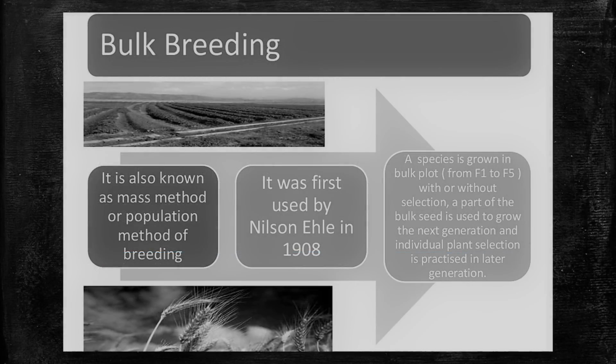So bulk breeding, as the name itself suggests, is breeding that is going to be done on a very huge scale or a mass scale. Hence it is also referred to as the mass method or population method of plant breeding. This was first used by a scientist called Nelson Ellie in 1908. Remember the name, it might come in MCQs also for various GK competitive quizzes.